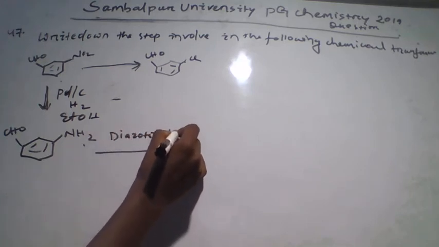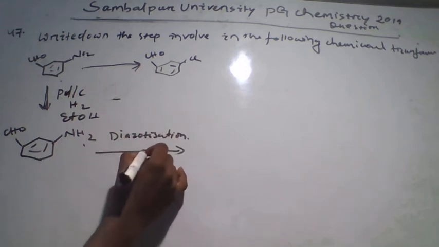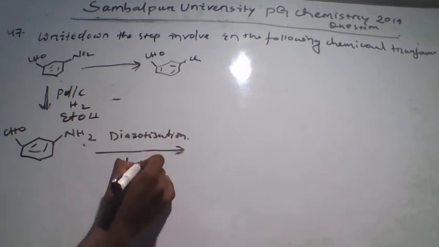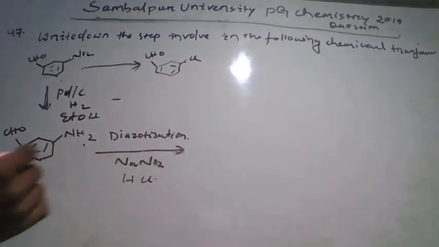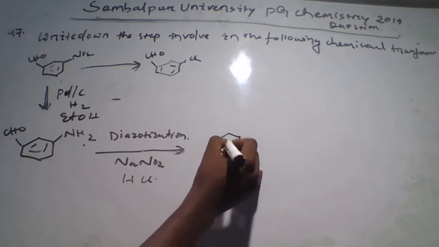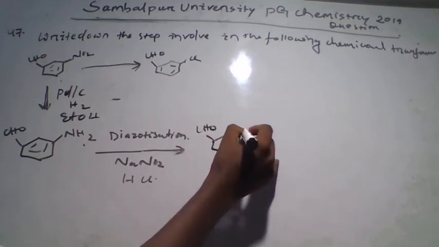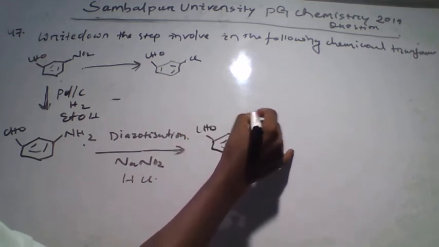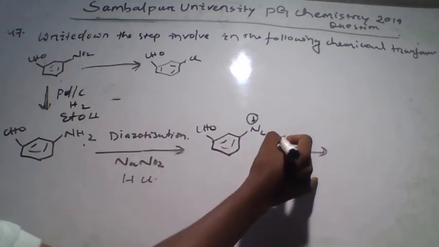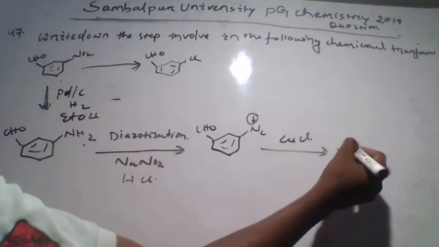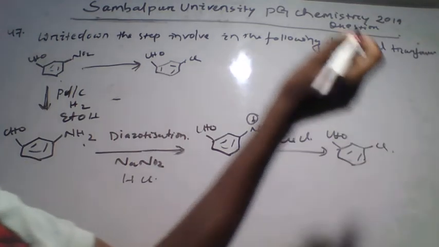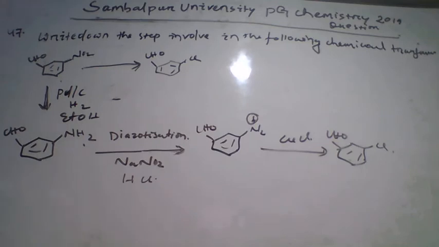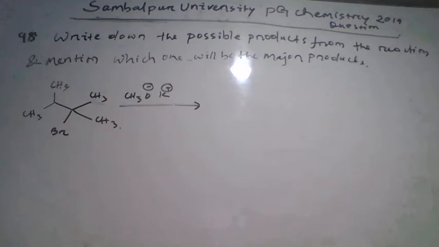Then the diazotization reaction. You know, in the diazotization reaction, what is generally used? Sodium nitrite and HCl. In the presence of HCl, it will give this type of intermediate. And when you treat it with CuCl, copper chloride, you will get this type of product. Done. Then we'll see the next question.